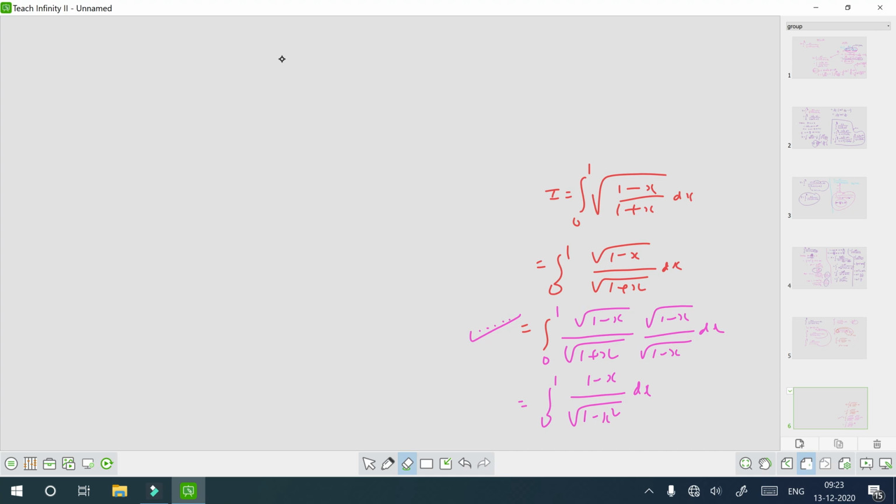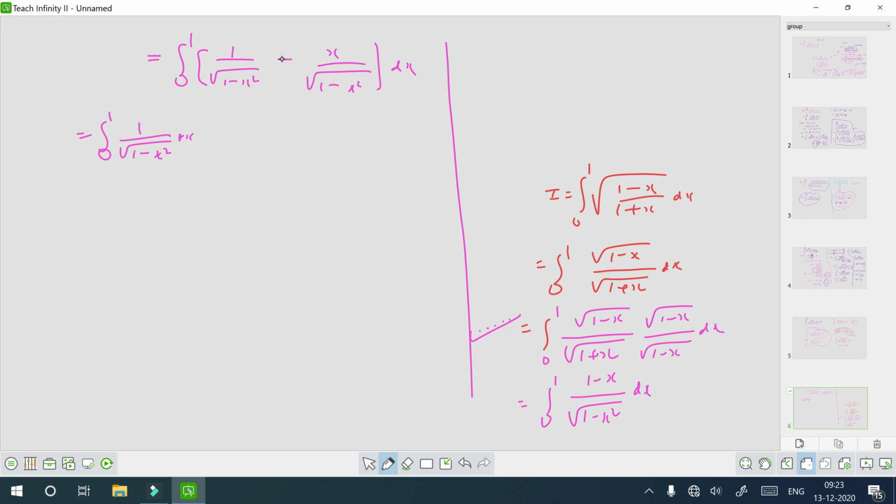Right now solve this one. So that is equal to 0 to 1, 1 over under root 1 minus x square, minus x over under root of 1 minus x square into dx. Now it is easy to convert. 0 to 1 under root 1 minus x square dx. Please see here, 1 by 2, 1 minus x square raised to minus half into minus 2x dx. Why am I arranging in this way?